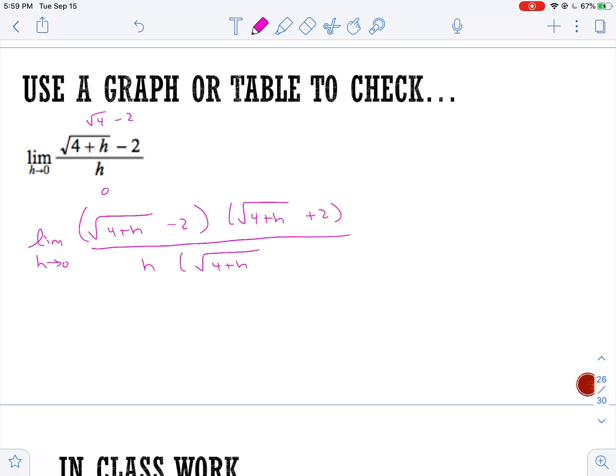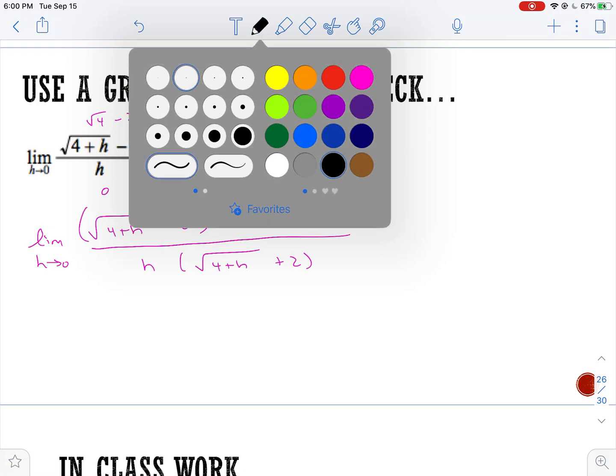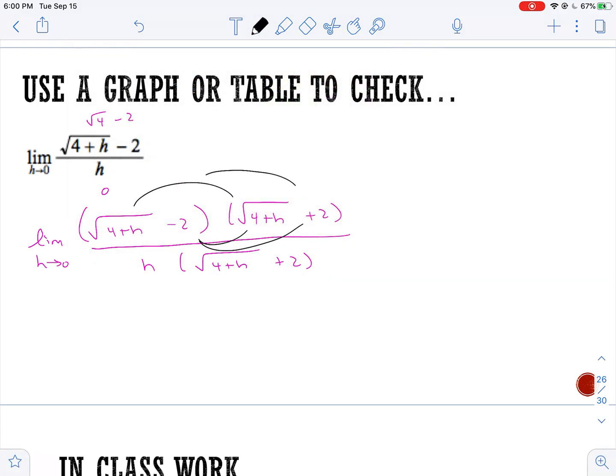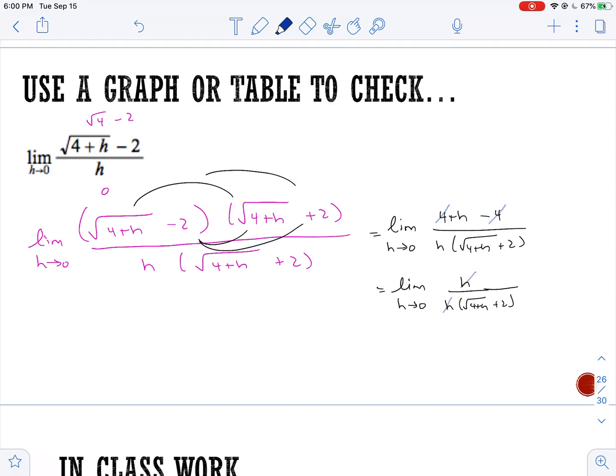So I'm going to multiply the numerator and the denominator by the conjugate, the square root of 4 plus h plus 2. If I FOIL out the numerator, I would get the limit as h goes to 0 of 4 plus h, and then the middle terms will go away, and then minus 4 over h times the square root of 4 plus h plus 2. And then notice the 4's will cancel, because positive 4 and negative 4 will cancel. So this will be the limit as h goes to 0 of h over h times the square root of 4 plus h plus 2. And now those h's cancel.